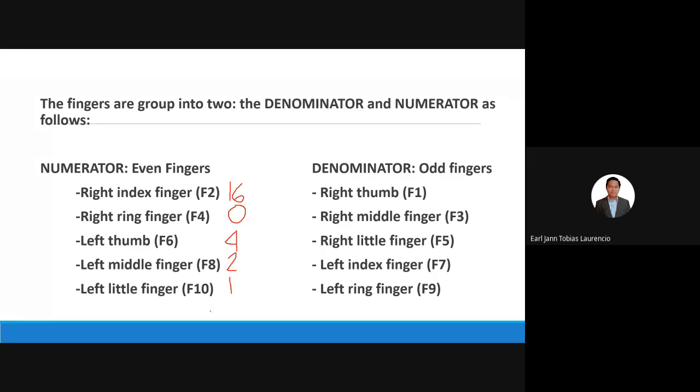Ngayon, in order for us to get the primary classification, the numerator, we will add all of the numerical values that we have. Okay? So 16 plus 4 is 20. 20 plus 2 is 22. 22 plus 1 is 23. Okay? So 23 ang na-compute natin.